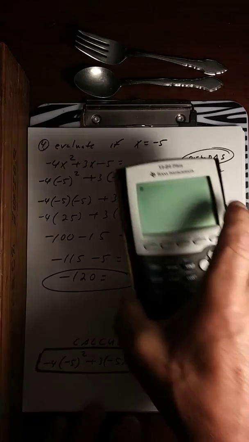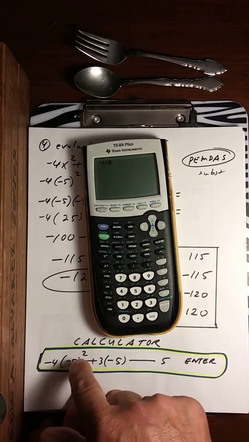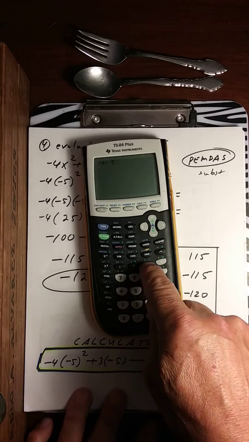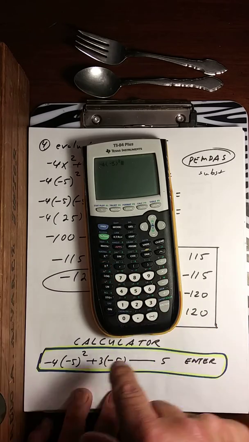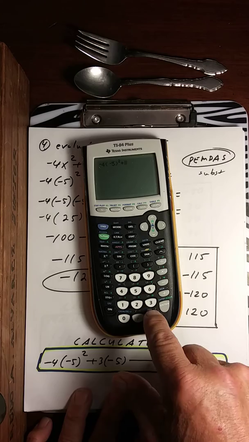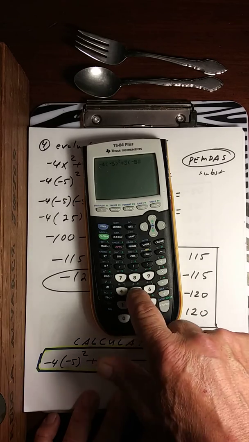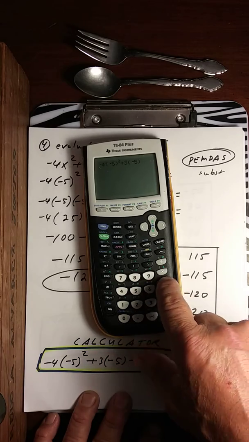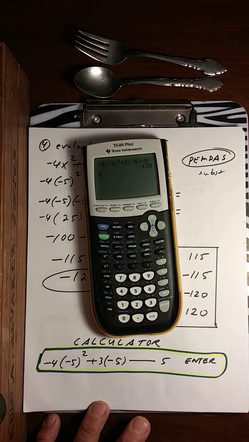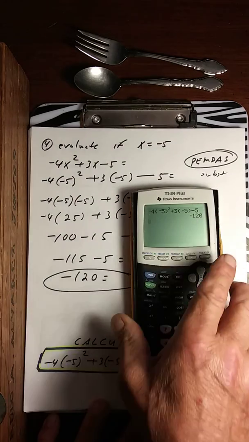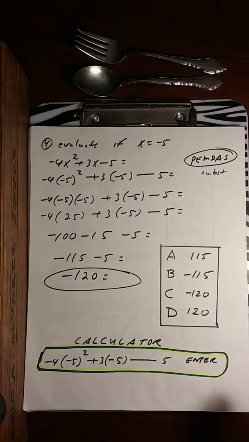Can we do it on a calculator? Yes, let's do that on a calculator. So we have -4, parentheses, -5, little minus signs, squared is this guy right here. And then we have plus 3, parentheses, -5, close it, and then big minus sign, 5. And we got the numbers in there, hit enter, and you see the answer is what? -120, so it matches it. Okay, answer right there.